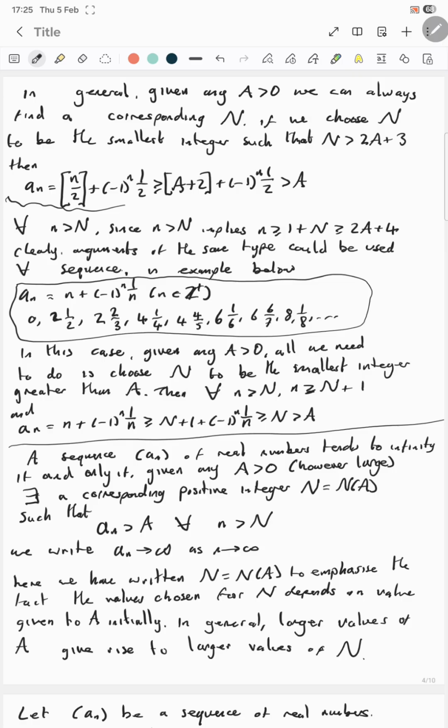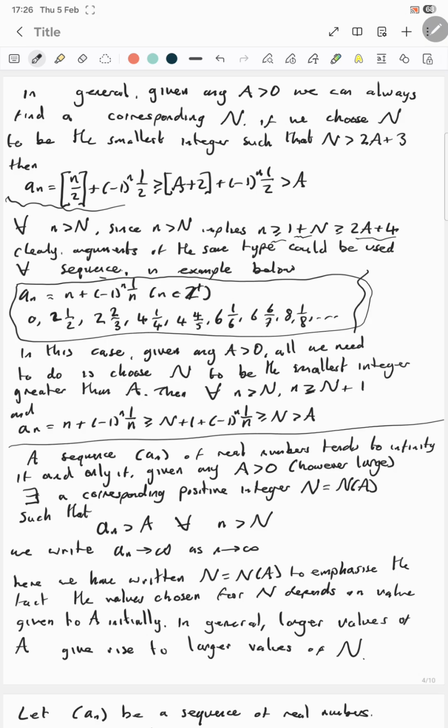N over 2 plus minus 1 to the n 1/2 is greater or equal to a plus 2 plus minus 1 to the n of 1/2, which is greater than a, so for all n contained within this N. Now, since n is greater than this N, this implies that n is greater than or equal to 1 plus N, greater or equal to 2a plus 4. Now, clearly arguments of the same type could be used for all sequences in the example below.